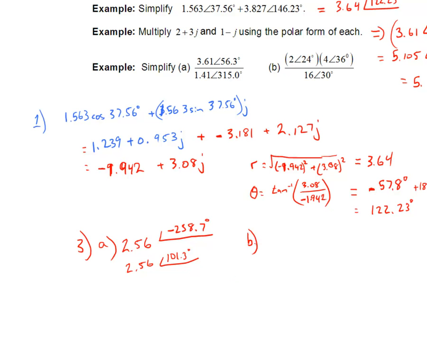And the final example, we have a multiplication and a division. So we're going to start by multiplying on the top. So 2 times 4 is 8. And then we add the angles. 24 plus 36 is 60. And on the bottom, we still get 16 and 30. Now we're dividing. So we divide 8 and 16. We get 0.5. Subtract 60 and 30. We get 30 degrees. So there's the final answer for that one.